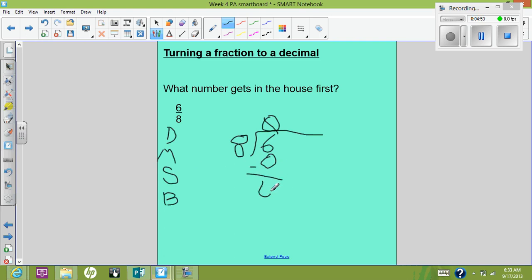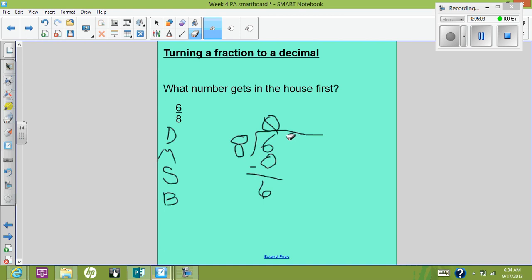6 minus 0 is 6. And then bring down is probably the step that confuses people the most. I'm going to bring down another number, but I don't have any other numbers here. All I have is 6.